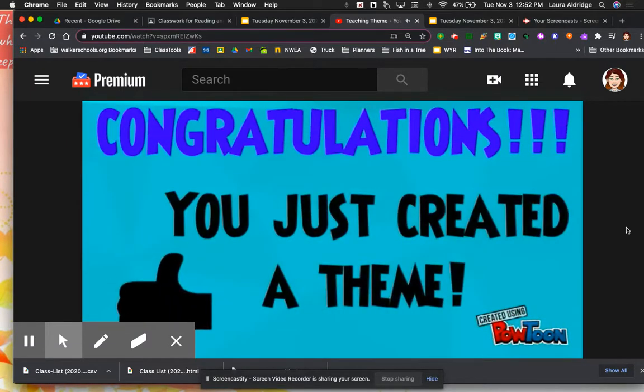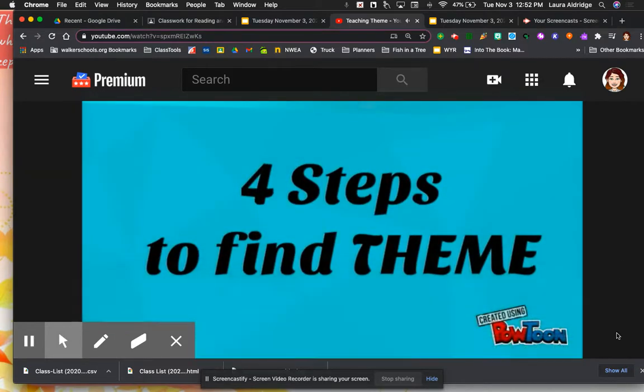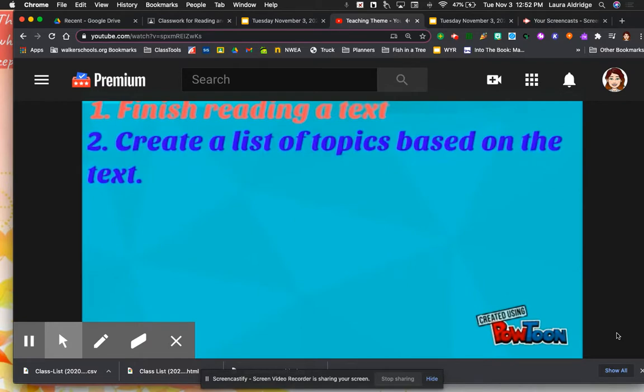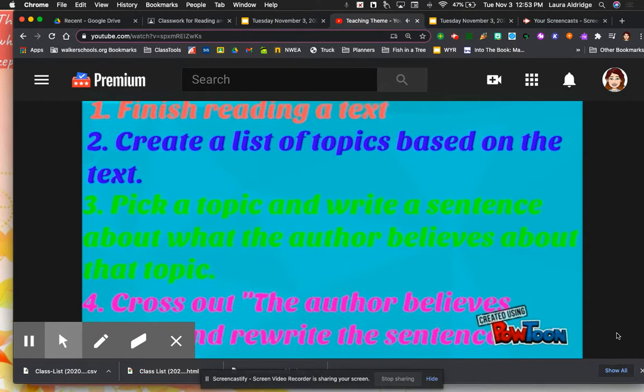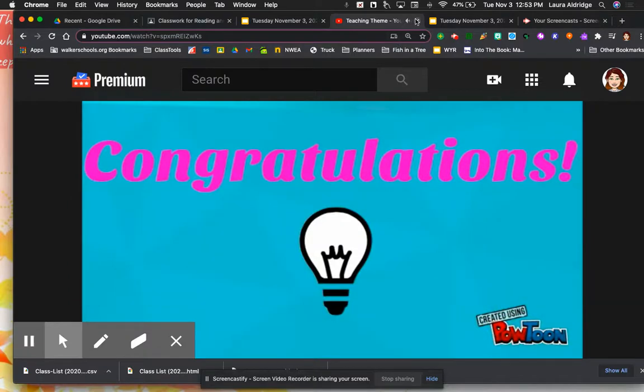Congratulations, you just came up with a theme, and you used these 4 steps. Step 1, finish reading a text. Step 2, create a list of topics. Step 3, pick a topic and write a sentence about what the author believes about the topic. And step 4, cross out the author believes that and rewrite your sentence. Congratulations, there's your theme.